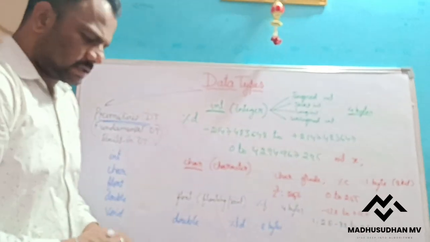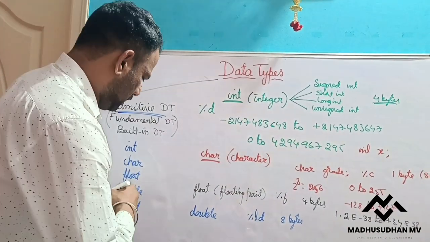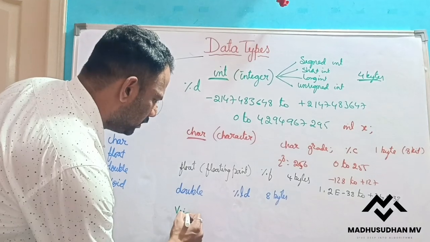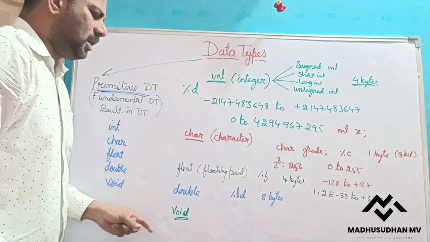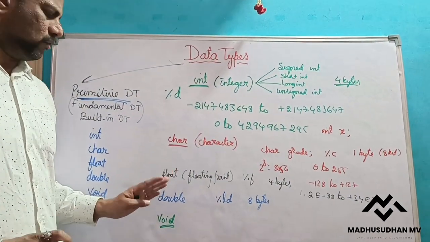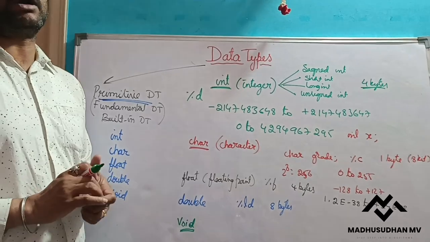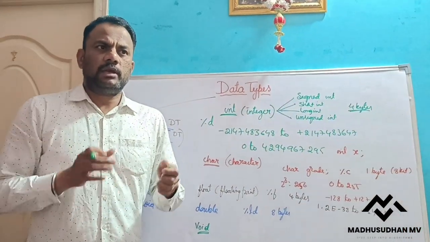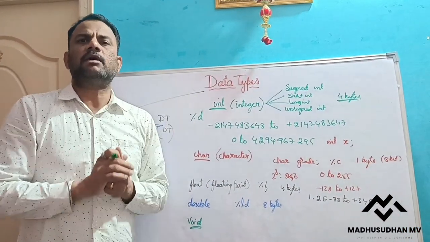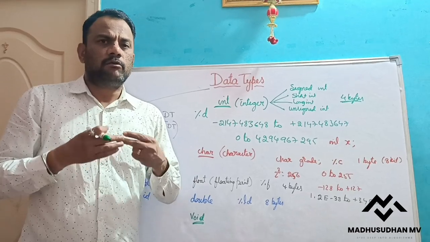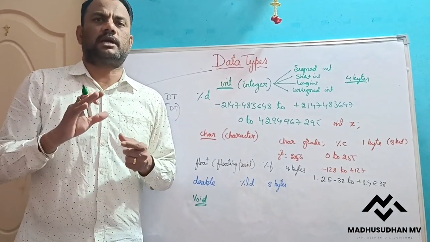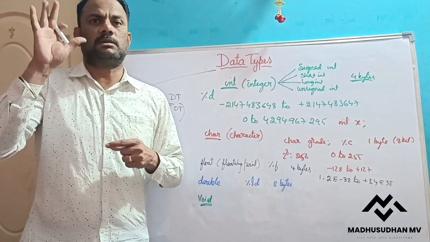Okay, so finally lastly we come to void. In general, the meaning of void is nothing. Void means what? Nothing. Sometimes we need to use some numbers or some data, but at that time we are not sure what type of data we are using, but we know that we are using some data.